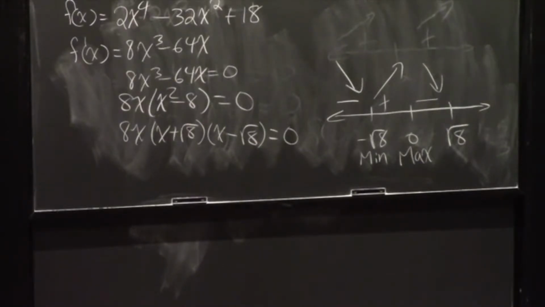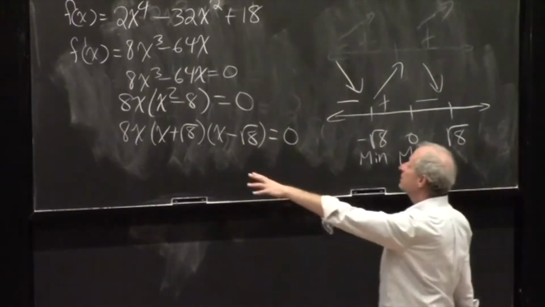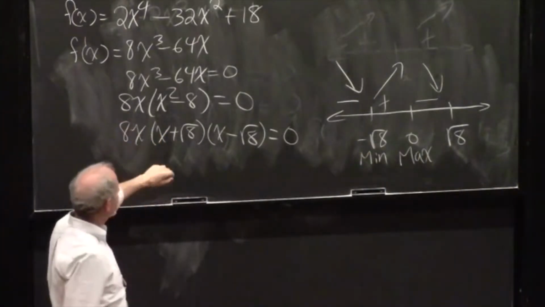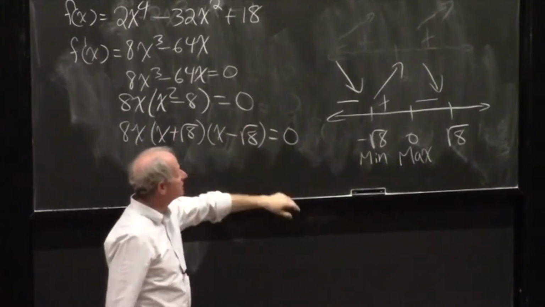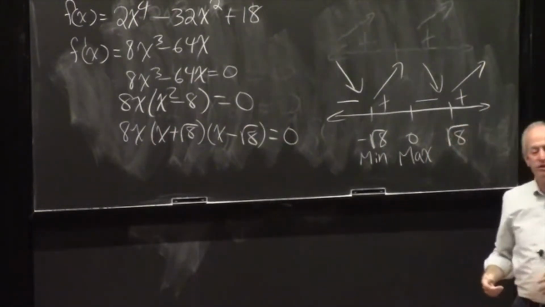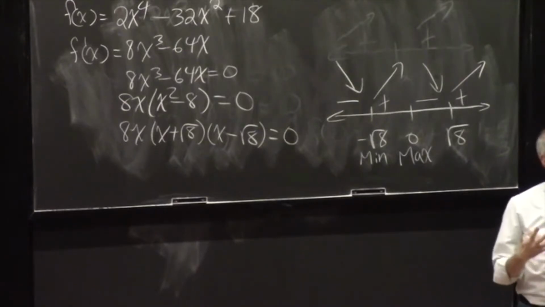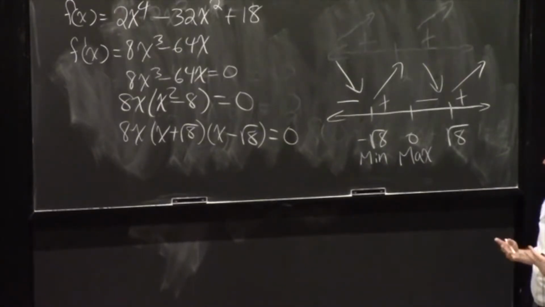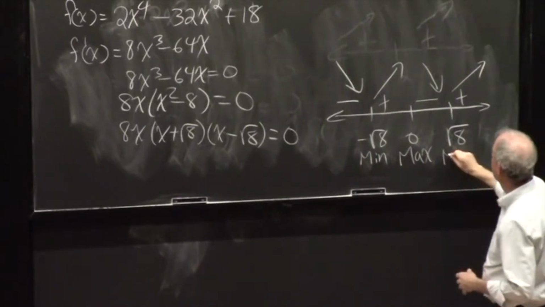And now we pick a number bigger than the square root of 8, like 3, or a trillion. It doesn't matter, because this will be positive, that'll be positive, and that will be positive. If you're not sure, you pick a number that you know is bigger than the square root of 8, like 10. All right, so that's a minimum again.